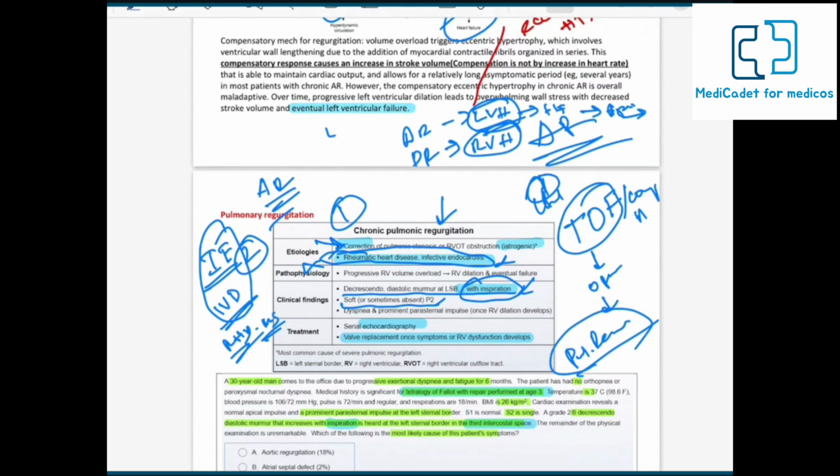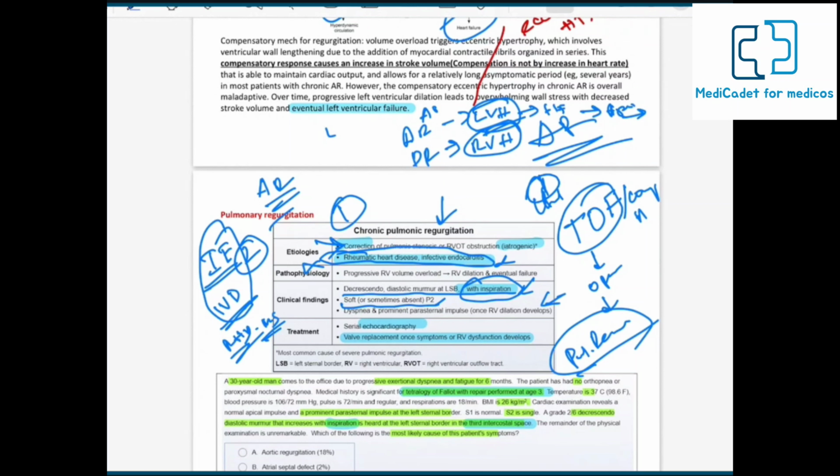The apical impulse is very strong, or terms like that are mentioned. That is the apical impulse for left-sided heart hypertrophy. If you see right heart hypertrophy, you will see the parasternal heave. That is a feature of right ventricle hypertrophy. So it is basically the same thing.